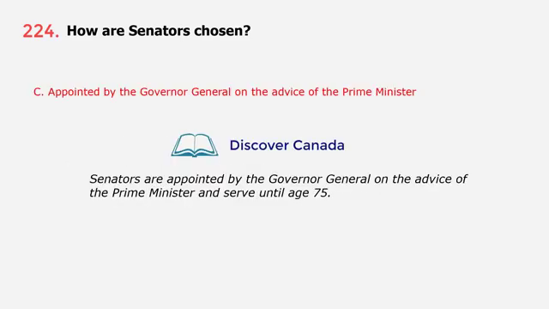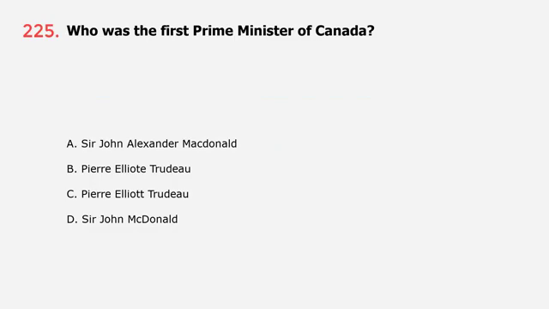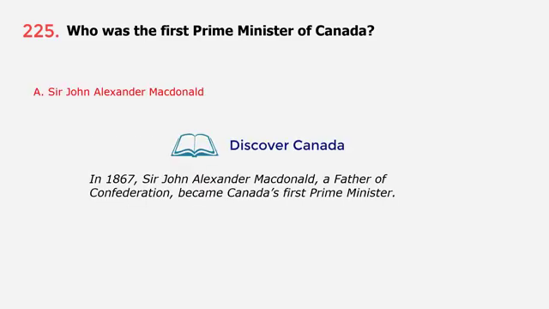The answer is C. Appointed by the Governor General on the advice of the Prime Minister. Question 225. Who was the first Prime Minister of Canada? A. Sir John Alexander Macdonald. B. Pierre Elliott Trudeau. C. Pierre Elliott Trudeau. D. Sir John Macdonald. The answer is A. Sir John Alexander Macdonald.